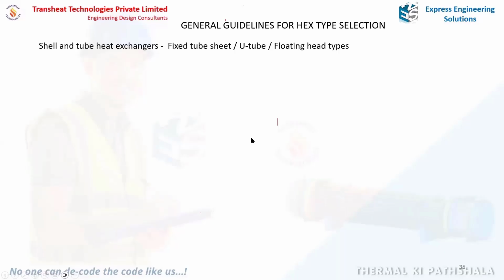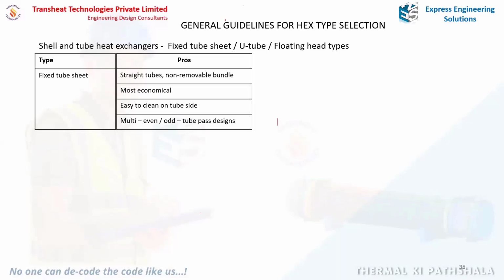Now let's see briefly the advantages and disadvantages between the three basic types: the fixed tube sheet, U-tube, or the floating head types. If you take the fixed tube sheet type, these are the pros. It has straight tubes, but it's a non-removable bundle. It's one of the cheapest, the most economical cost-wise. It's easy to clean on the tube side, and you can have either even or odd pass designs on the tube side.